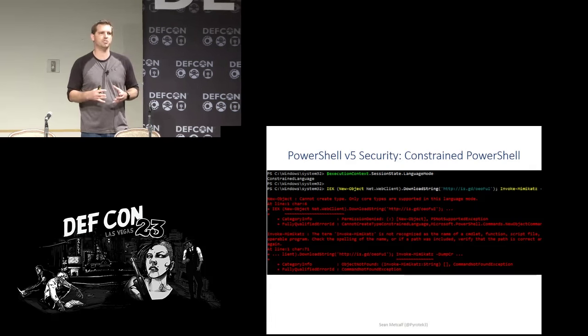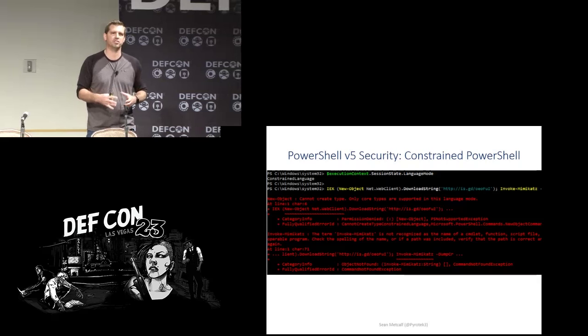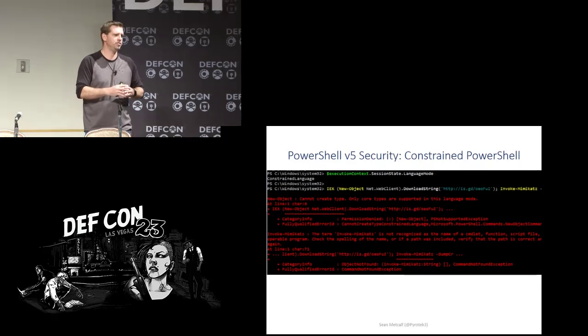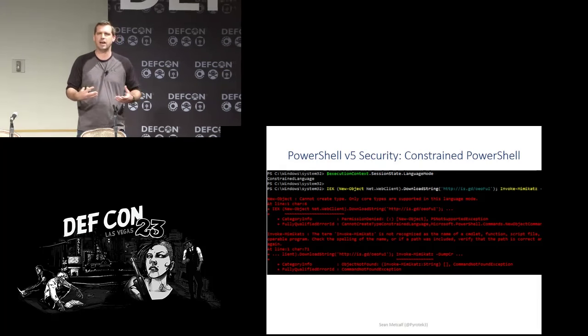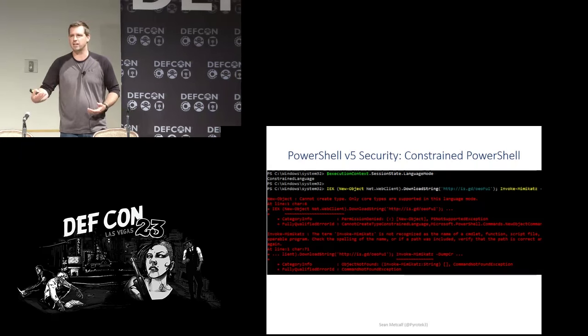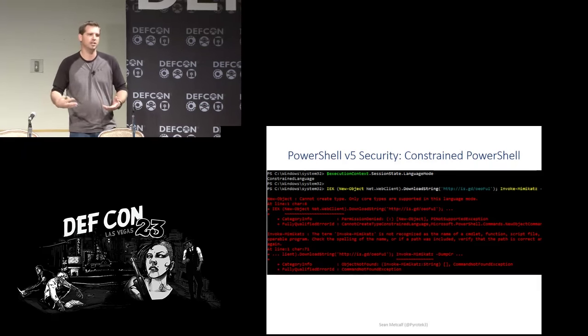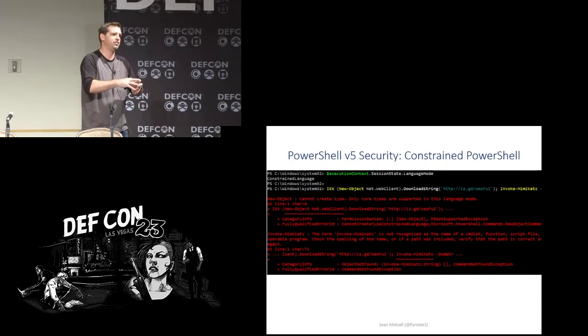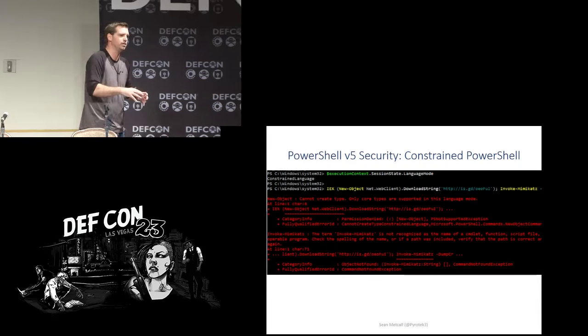Constrained PowerShell language mode, or constrained language mode in PowerShell, is something that's been around for a couple years, but there hasn't been a lot of information on how to leverage it. It is core PowerShell, which means that the advanced techniques that attackers typically use won't work because they won't have the .NET functionality and the more advanced functionality that is available within PowerShell by default. So constrained PowerShell locks it down to that core component.